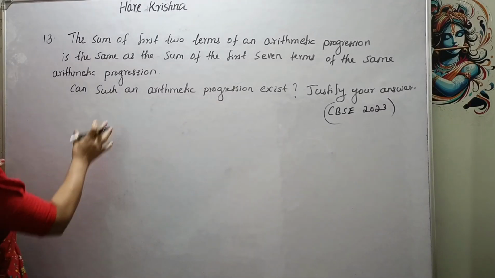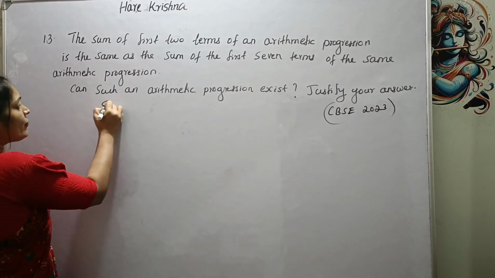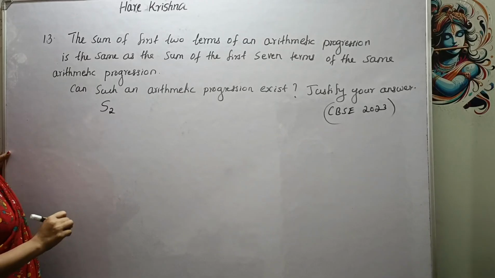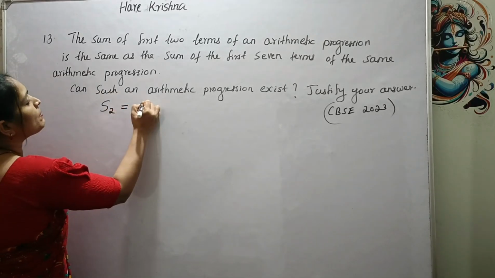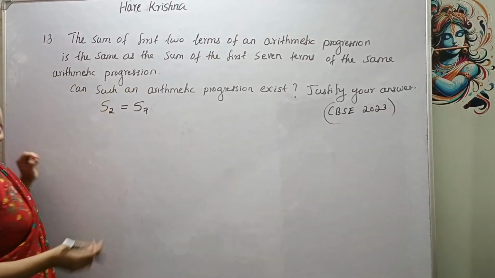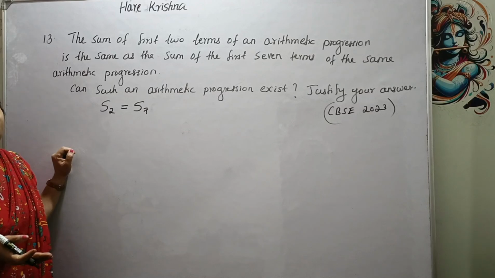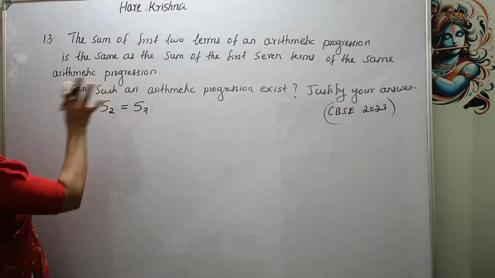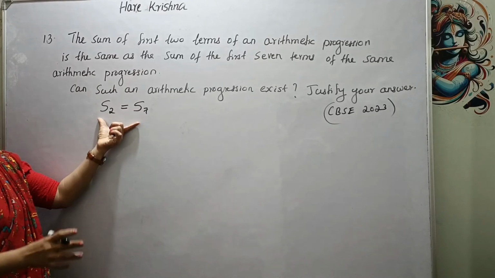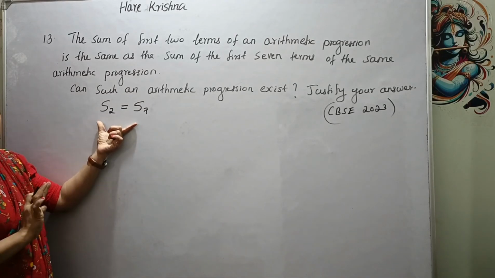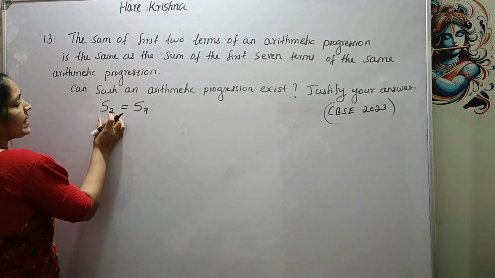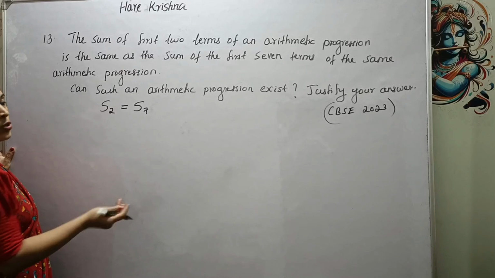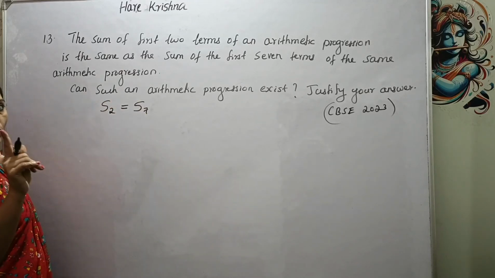Let's check. It is given that the sum of the first two terms of an AP and the sum of the first 7 terms of an AP are equal. That is S2 is equal to S7. According to the question, we can write S2 is equal to S7. Now, what is S2? The sum of the first two terms. Here it is about only one AP.